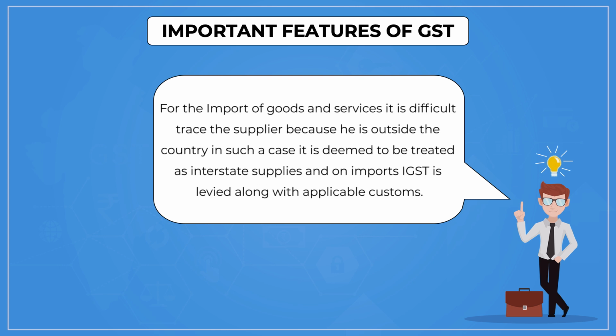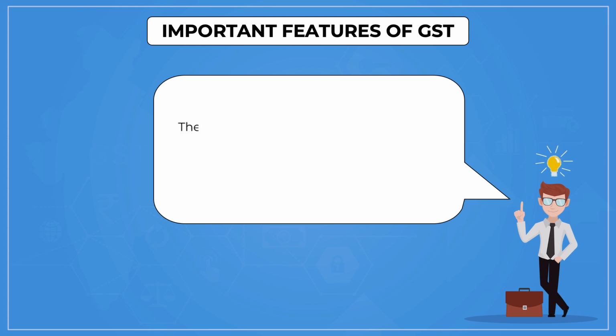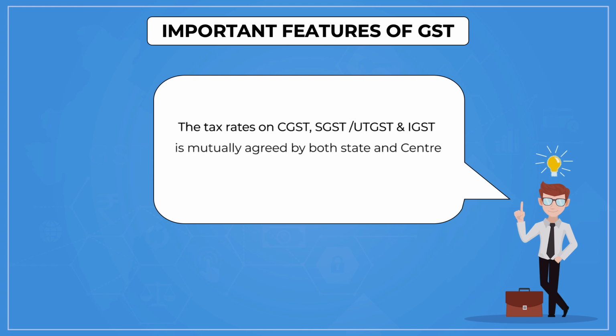For the import of goods and services, it is difficult to trace the supplier because he is outside the country. In such a case, it is deemed to be treated as interstate supplies, and on import, IGST is levied along with applicable customs duties. The tax rates on CGST, SGST or UTGST and IGST are mutually agreed by both state and center under the guidance of the GST Council.